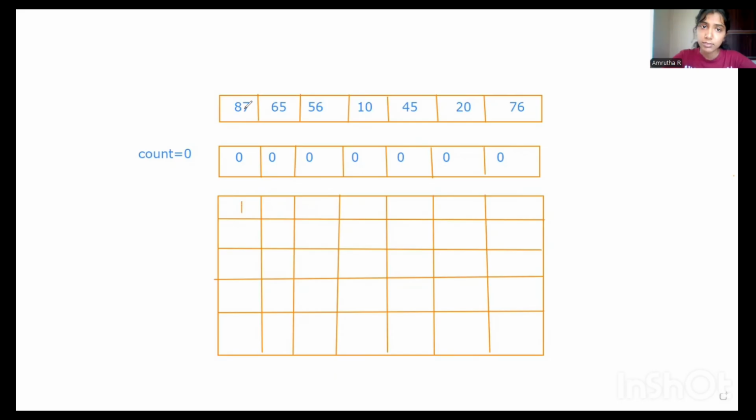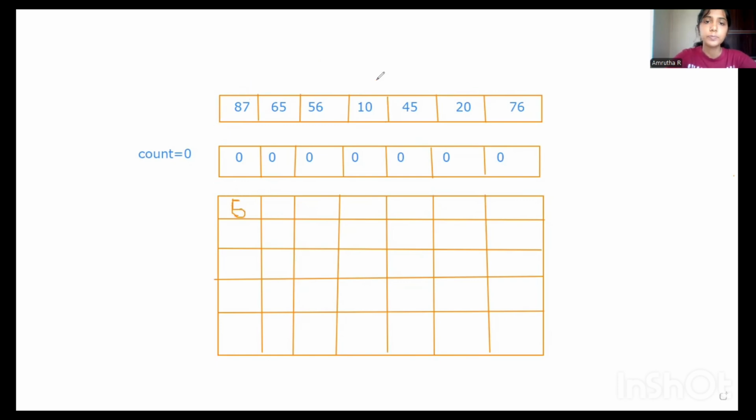And now we're considering 87 and 56. Out of these two, again 87 is greater, so we are making the count of 87 to be 2. And then compare 87 with 10. Again, 87 is greater, so make the count of 87 to be 3. And then 87 and 45 will be compared. Again, 87 is greater, so change the count to 4. So we are going to increment the count each time. Now, 87 and 20, 87 is greater, so change the count to 5. And 87 and 76, 87 is greater, so the count of 87 is 6.